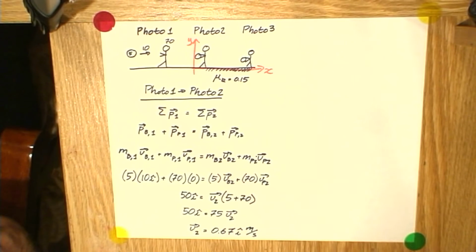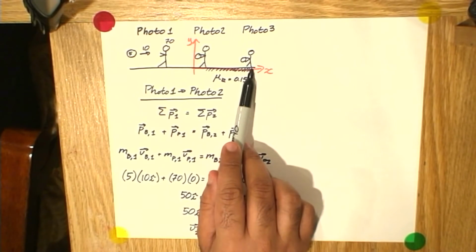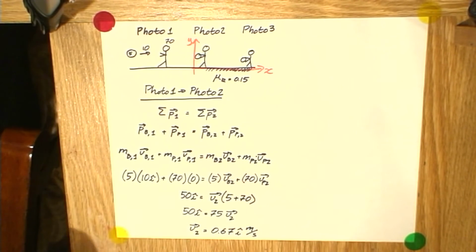Now, the second part of this question was to find out how long it was going to take for this person to come to a stop. It is possible to solve this using forces followed by kinematics, but let's try solving it in a slightly different way. Let's try solving it using impulse.